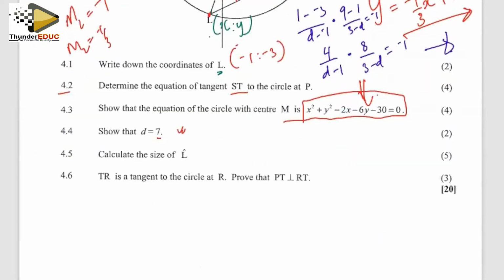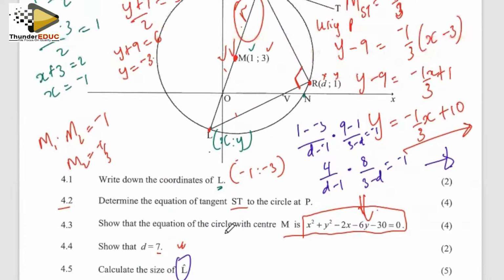4.5, they want us to calculate the size of L for 5 marks. All right, so what I'm going to do here, I need to know, 1, the gradient of this line, which we got as a 3. Okay, that is the gradient. Then if I can get this angle of inclination, I already know that this is my 90. I need to find this angle here, P.